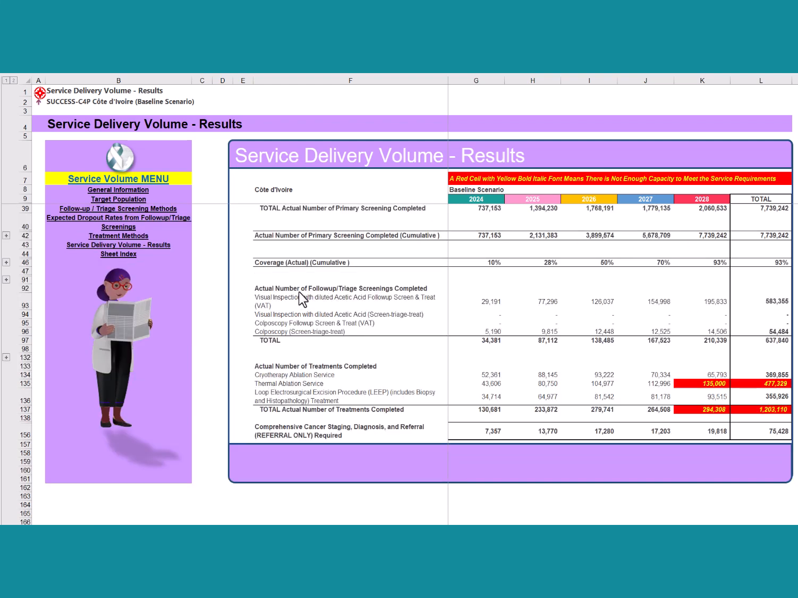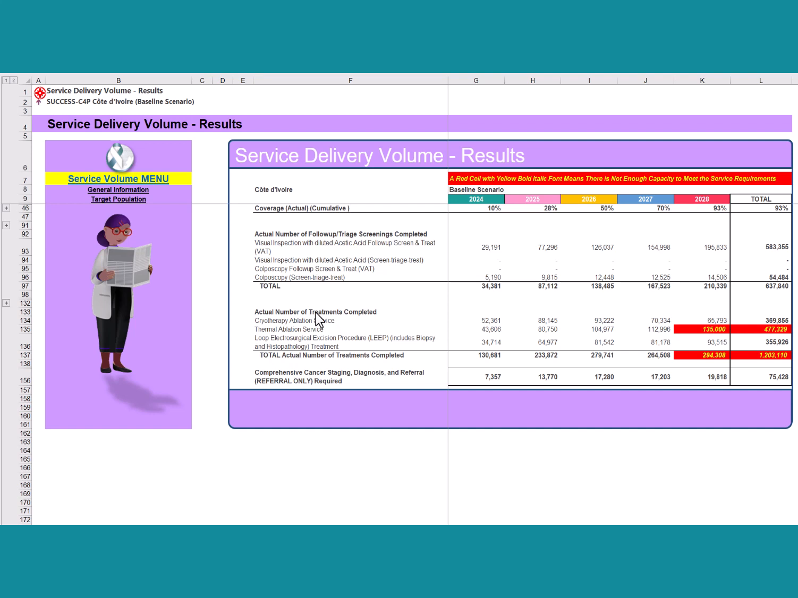Next, it will tell you the actual number of follow-up triage screenings completed. Again, this will consider not only what you have allocated to each of the types of follow-up or triage screenings that you want to do, as well as your capacity to provide those services. So here you'll see we have the capacity to provide those services, and you'll see the total here of all of the numbers of follow-up triage screenings that you've completed over the years.